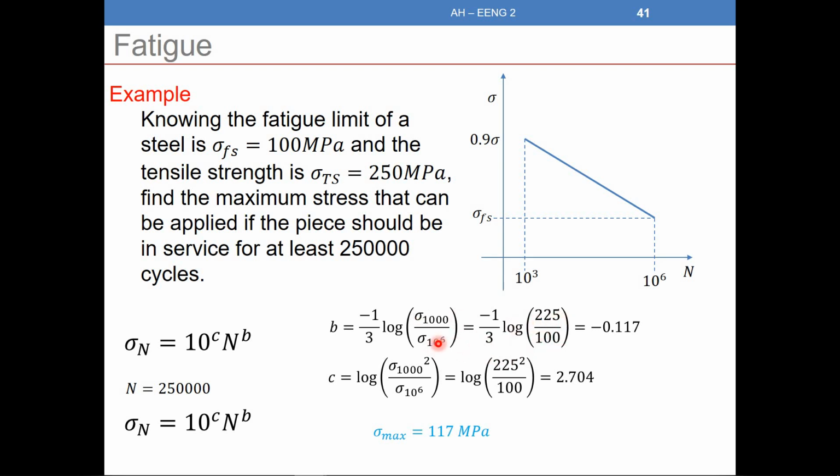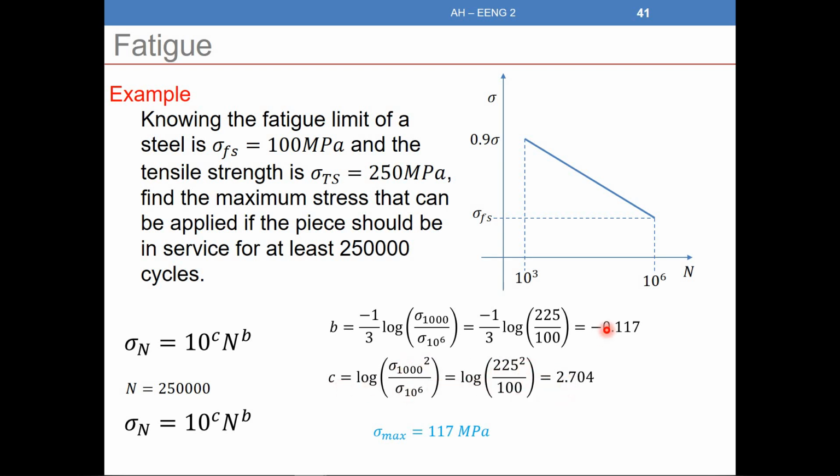Just to remind, what does it mean that sigma 10 power 6 is equal to 100? It means that if I apply an alternating stress of 100 megapascal 1 million times, the specimen will fracture. What does it mean that sigma 1000 is equal to 225 megapascal? It means that if I apply a stress with an amplitude of 225 megapascal for only 1000 times, the specimen will fracture. And to calculate C, I just use the same formula for C.